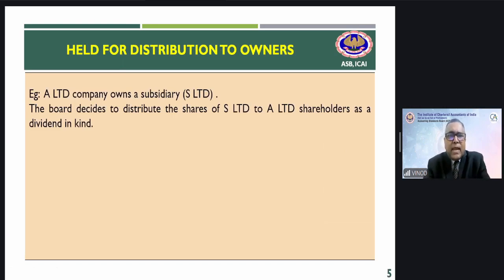Well, for distribution to owners, we discussed. If a parent wants to distribute the shares in its subsidiary to the parent's shareholders, that's an example of distribution to owners. So three things come in this first part of this Ind AS.